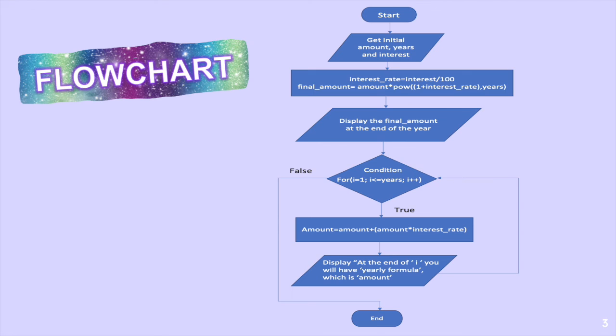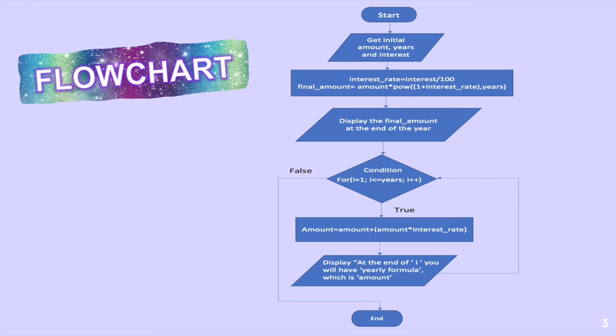This is the flowchart of the program. We start and then we get the input of the user, which is the initial amount, years, and interest. Then it will perform the calculation process, and after that it will display the final amount at the end of the year. Then we go for the decision, as you can see in the shape of a diamond, where we use the for loop structure, in which we initialize I equals to 1, the condition is I less than or equal to years, and the index update is I++.